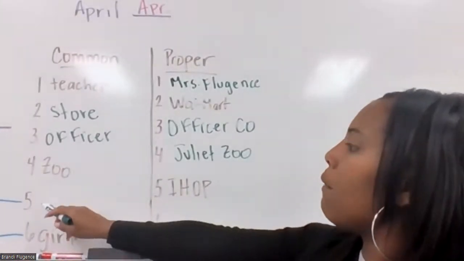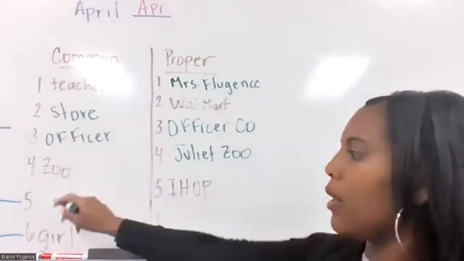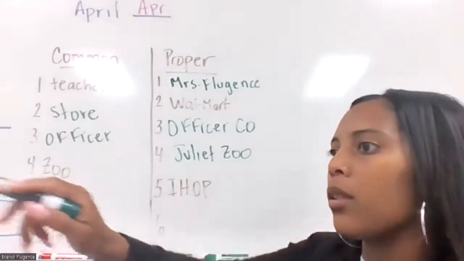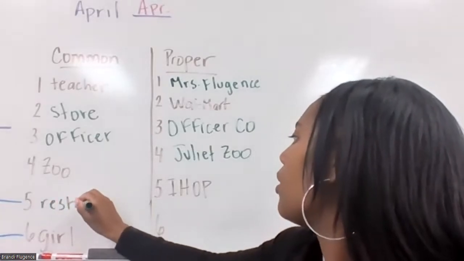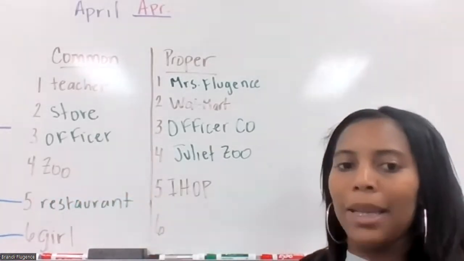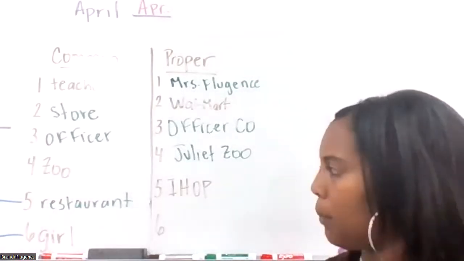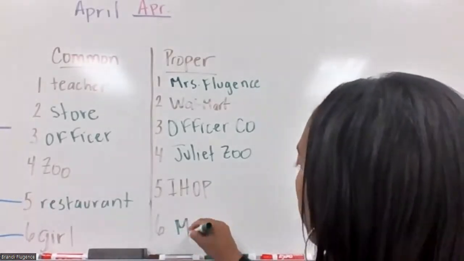Okay, so 5, we don't have the common, but we have the proper, IHOP. How do I take the proper IHOP and turn it into a common noun? It becomes restaurant. And 6, we have girl, common. Let's turn girl, common, into a proper noun. We could say Monique.